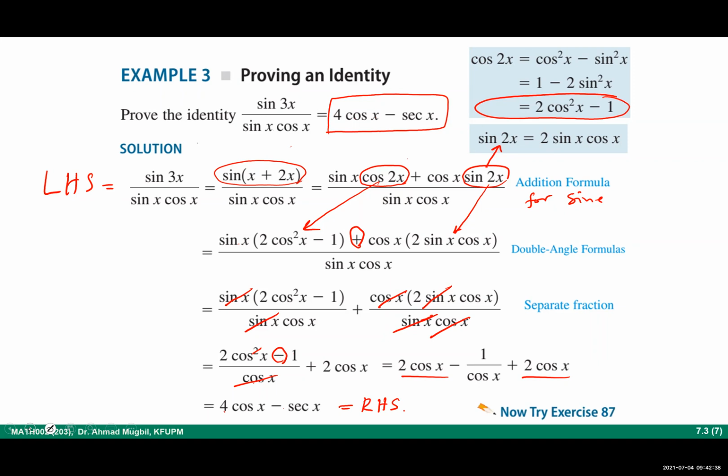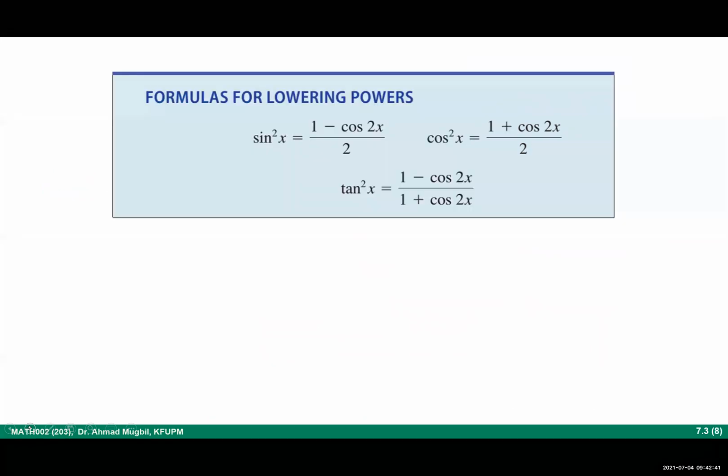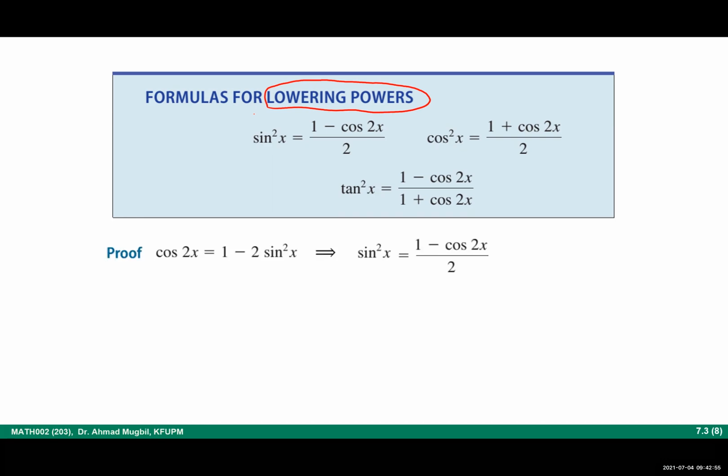Okay. Let's now, ya shabab, go to another kind of formulas called lowering power formulas. Indeed, they are not new. They are coming from the double angle formula. How? I will show you here. We know, ya shabab, that cosine 2x is 1 minus 2 sine squared x. The double angle formula. Now solve this one for sine squared. What can you do?